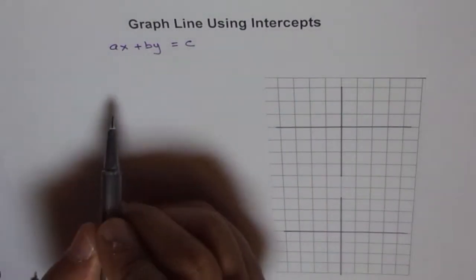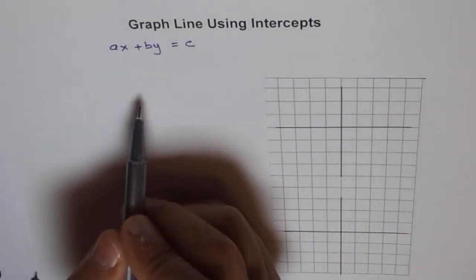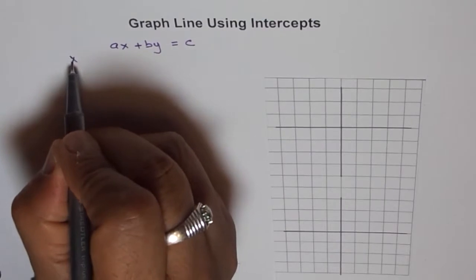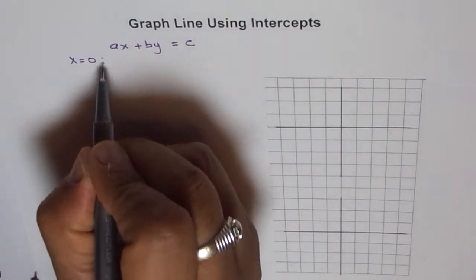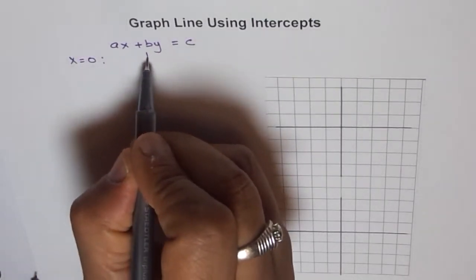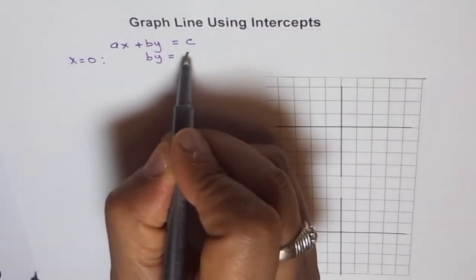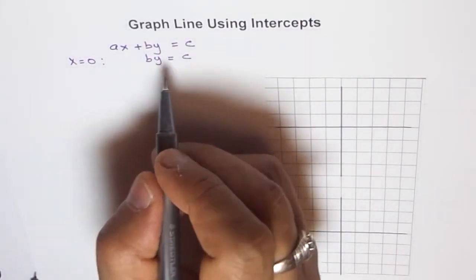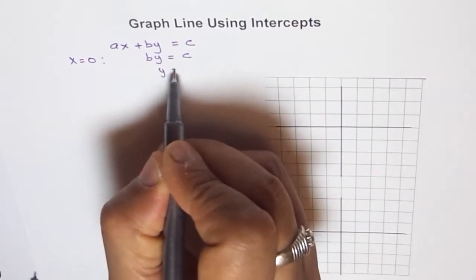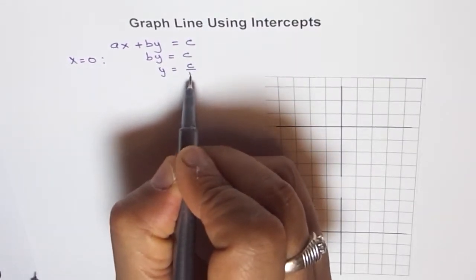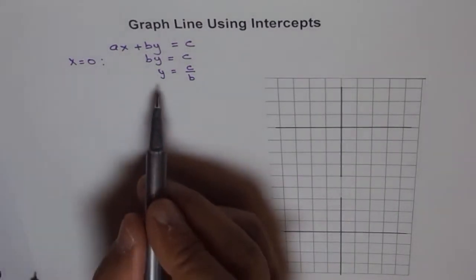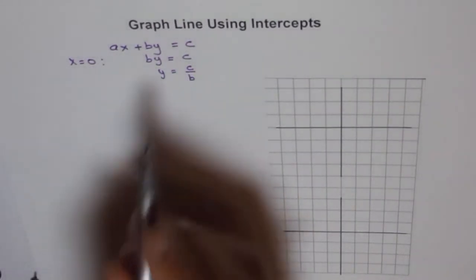Now in this case, we can easily find intercepts. How? Let us say x equals 0. Then what happens? If x is 0, then by equals c, and I can find the value of y, which says y equals c over b. Is that okay? Correct. So that becomes my y-intercept, right?